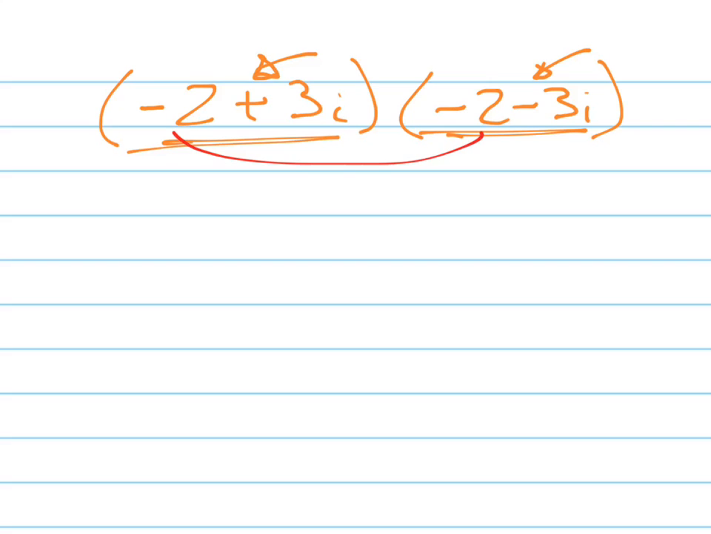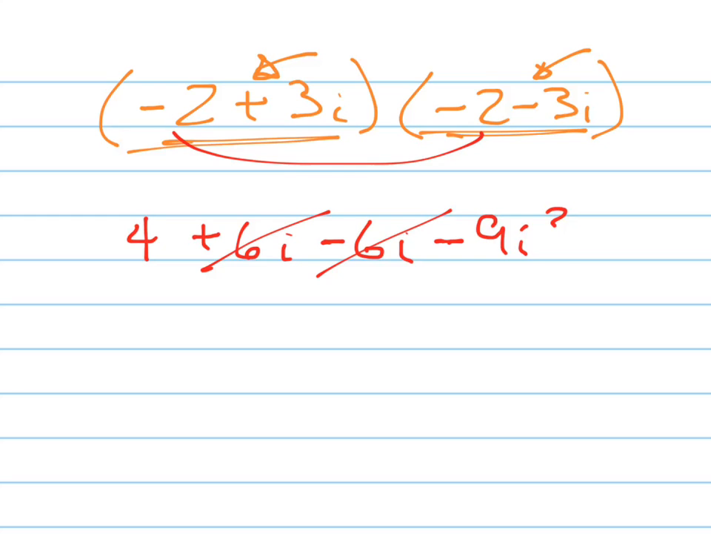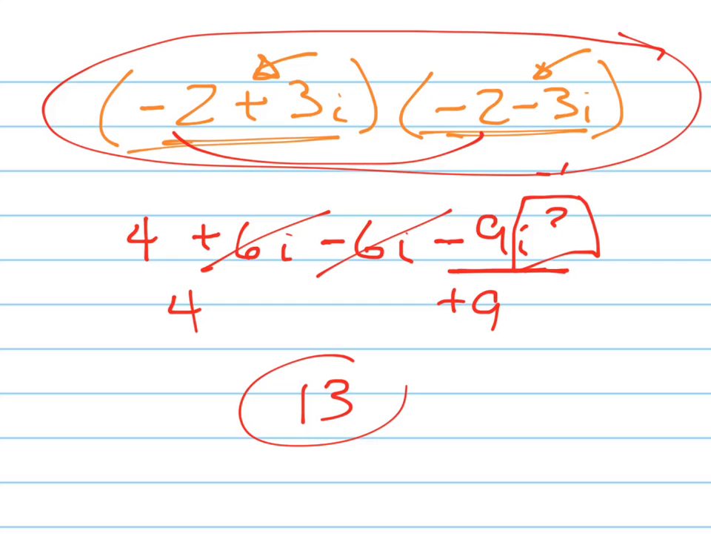The first is positive 4. The outside is positive 6i. The inside is negative 6i. And the last is negative 9i squared. What happens to these in here? They cancel out. They're gone. And what happens to this right there? It becomes a positive 9. 4 plus 9 is 13. That equals 13. So why do mathematicians do this to us? Because it's fun.